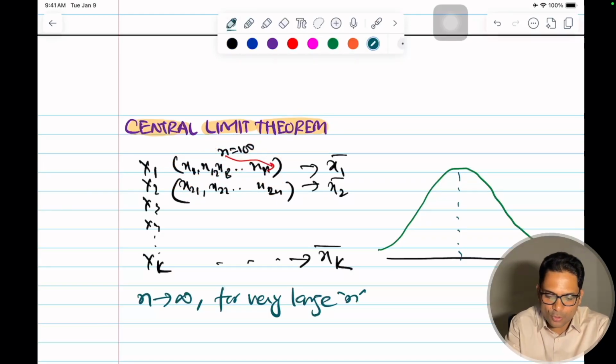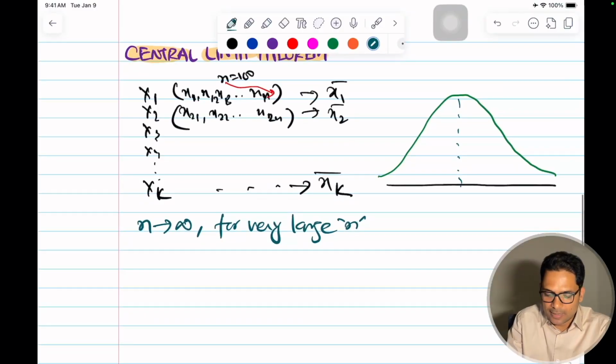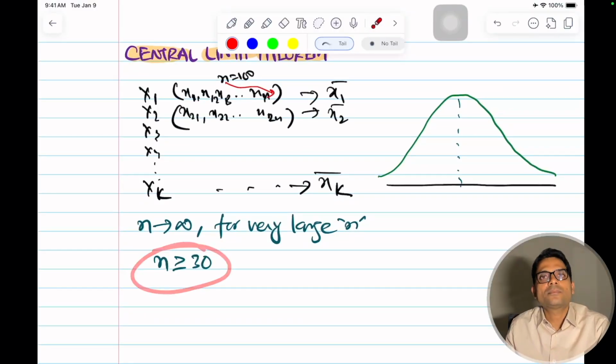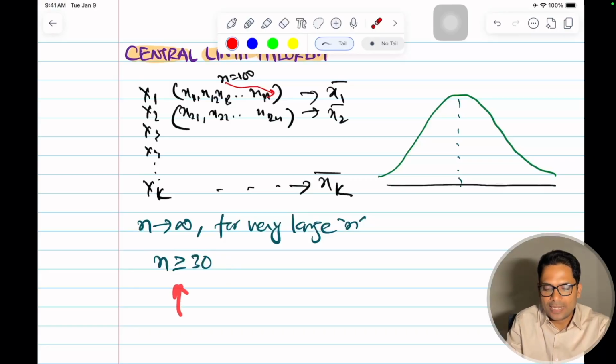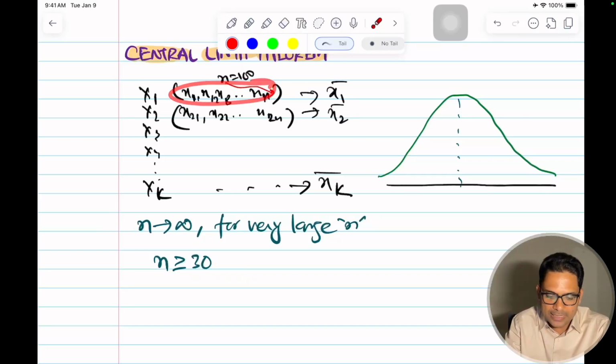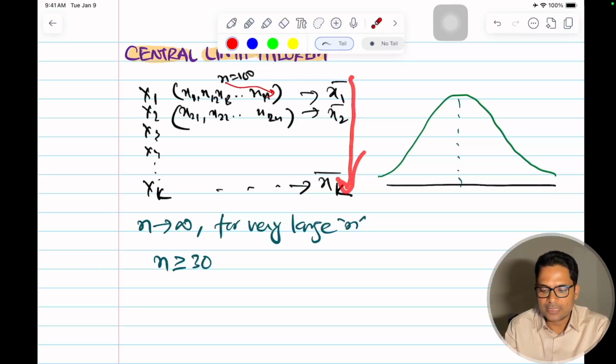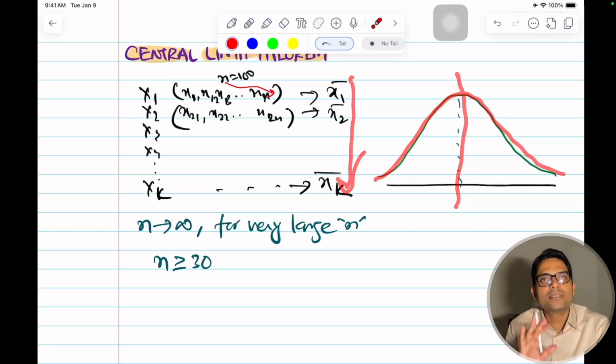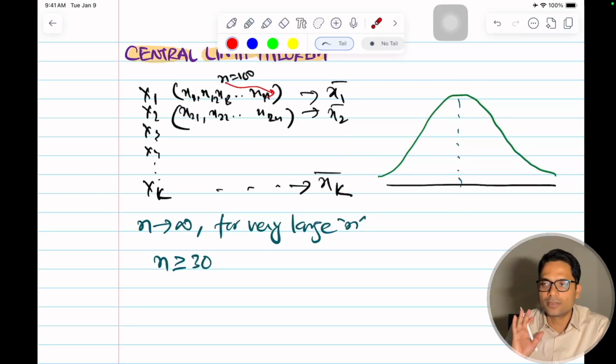For all practical purposes, what is a large n? n should be at least greater than or equal to 30. Below this, n is considered small. So n should be greater than or equal to 30 to be considered large. If I have at least 30 samples in each trial, then this will be considered a large sample. And then if I plot these means, I will get a Gaussian distribution. This is what the central limit theorem is. I hope this is clear.